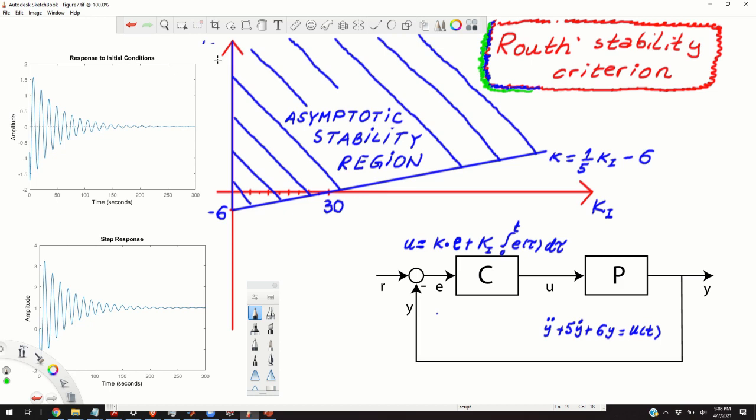Hello everyone, in today's video we're going to learn how to use the Routh stability criterion in order to select the parameters of a proportional integral controller.